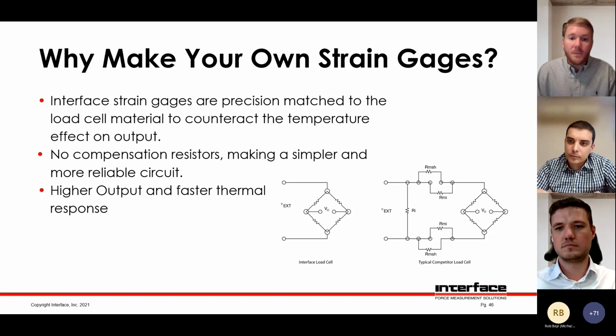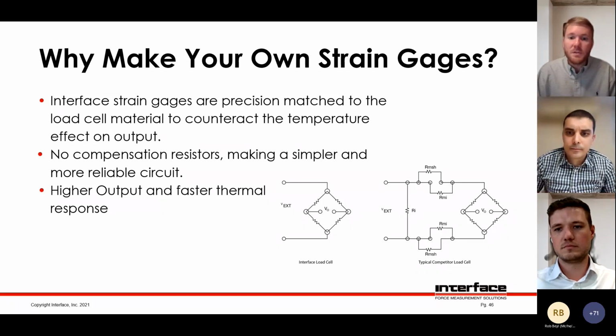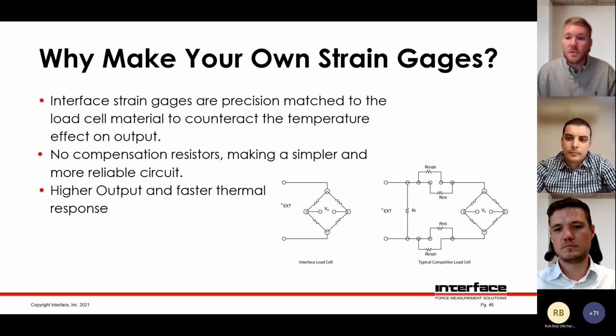And having full control of the strain gauge, which is a very key component to the sensor, we're able to match the material of the strain gauge to the material of the load cell, which allows for better temperature performance. We don't use compensation resistors. Those add complexity and more failure points, and we get higher output because you don't have the resistors changing temperature that might not be bonded well to the metal.